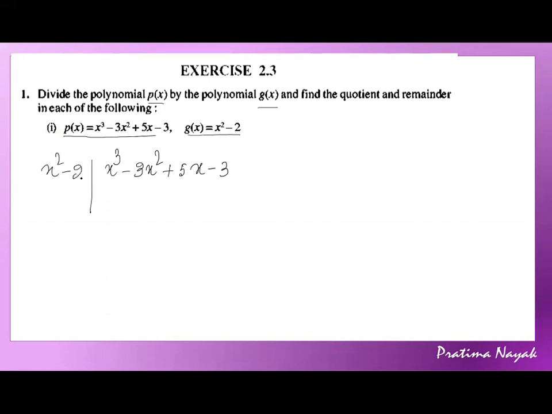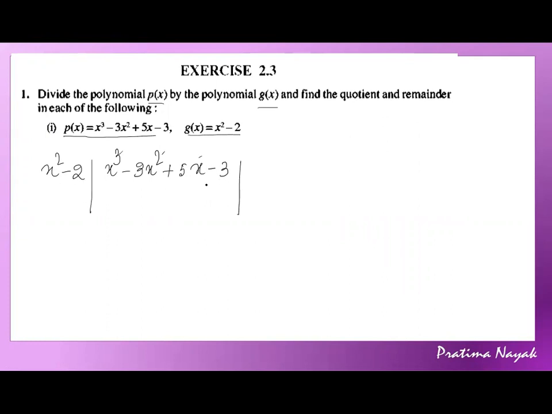First you should keep in mind that they will be written according to descending order of the power. For example, here 3, then 2, then 1, then 0. Here also first you will write x square, you won't write 2 minus x square.